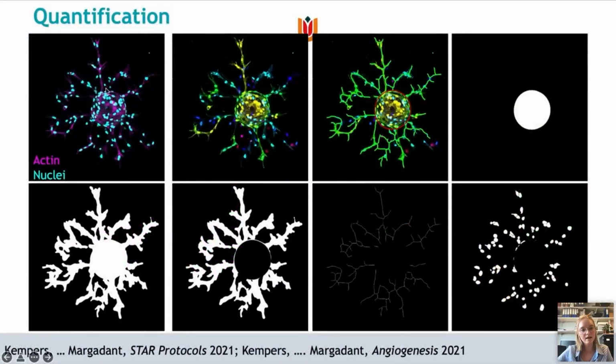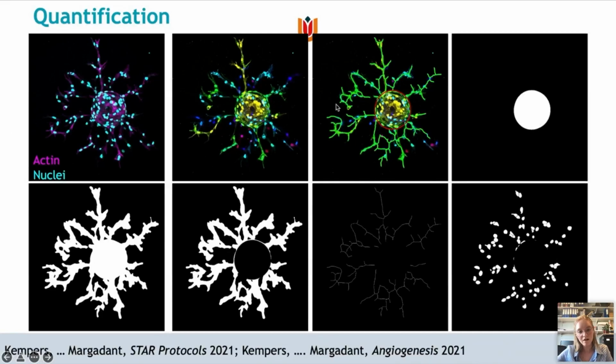So to analyze our sprouting assays, we have a macro in ImageJ, and here we see the image that is acquired, and then the macro can determine the bead versus the sprouts, the number of sprouts, the sprout length, the total network length of all the sprouts, as well as the number of cells.